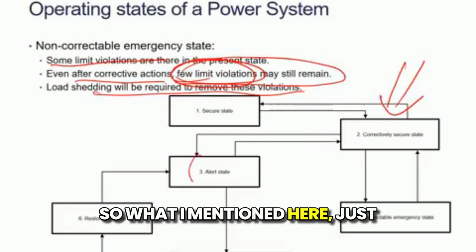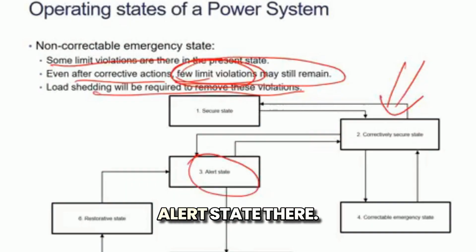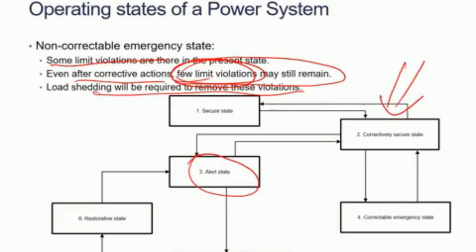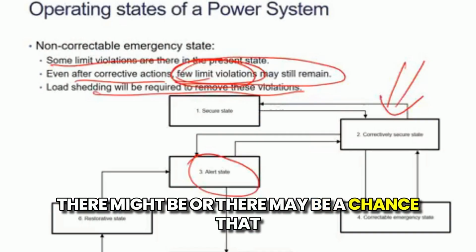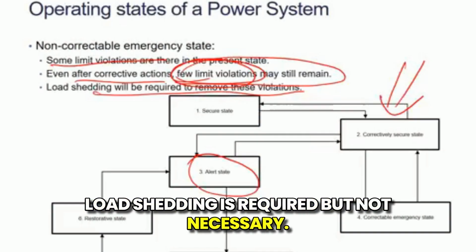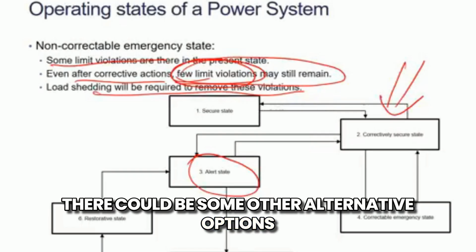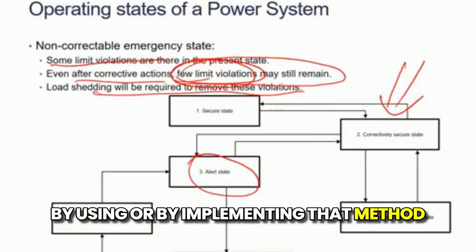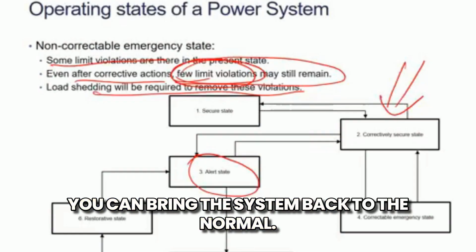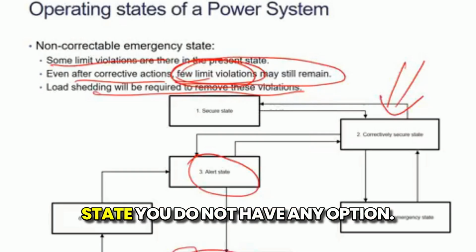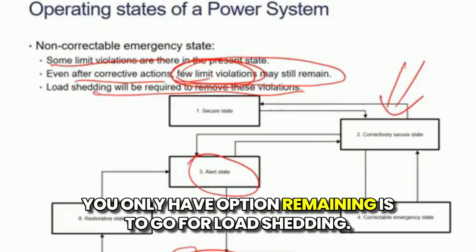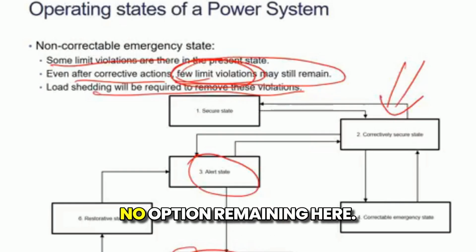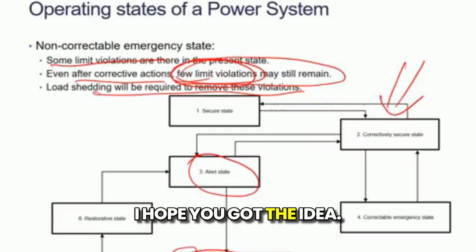What I mentioned here, just to differentiate from the alert state, is that there may be a chance that load shedding is required, but not necessary. There could be some other alternative options available to the system operator, by implementing which you can bring the system back to normal. But in the non-correctable emergency state, you do not have any option. The only option remaining is to go for load shedding. So I hope you got the idea.